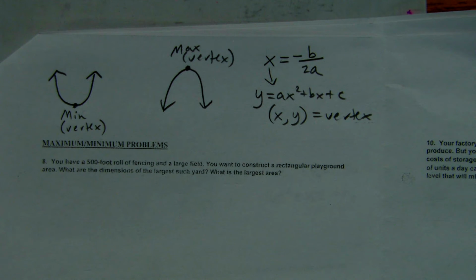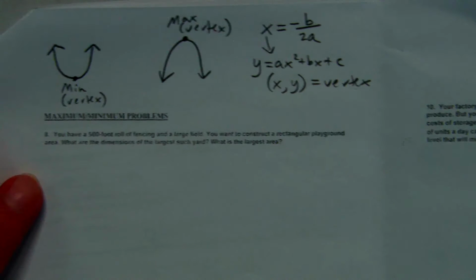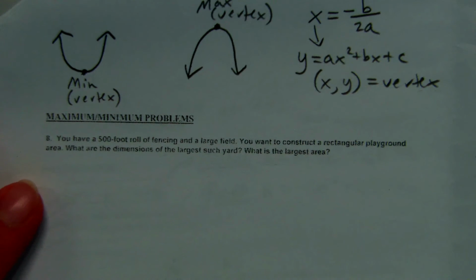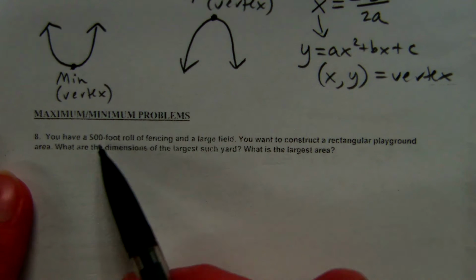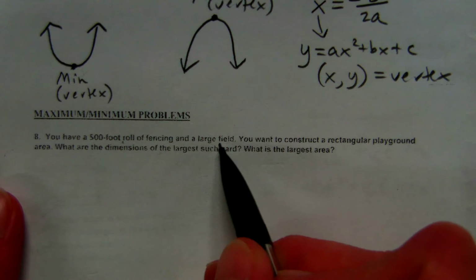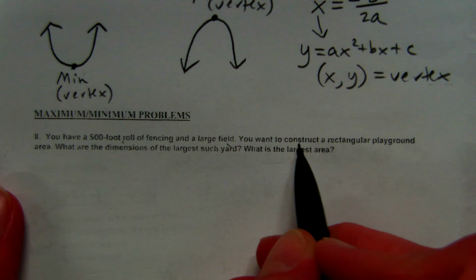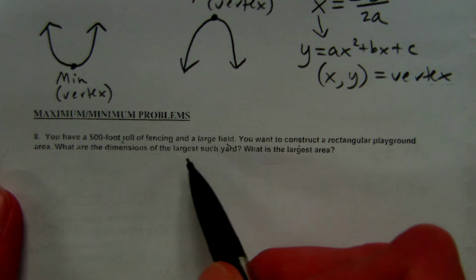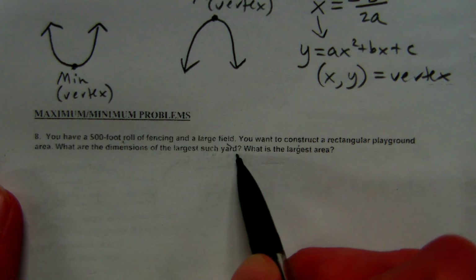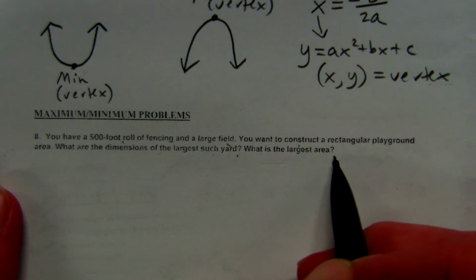So, looking at the first problem. I'm sorry these didn't copy especially well. Let me zoom in a little bit. It says you have a 500-foot roll of fencing in a large field. You want to construct a rectangular playground area. What are the dimensions of the largest such yard, and what is the largest area?